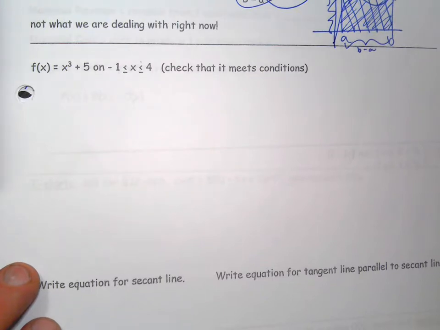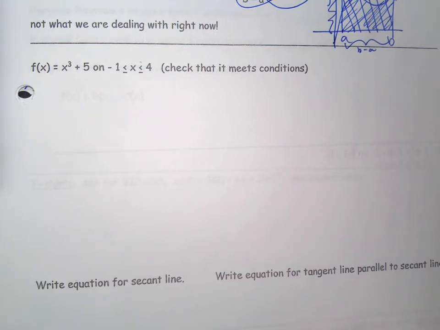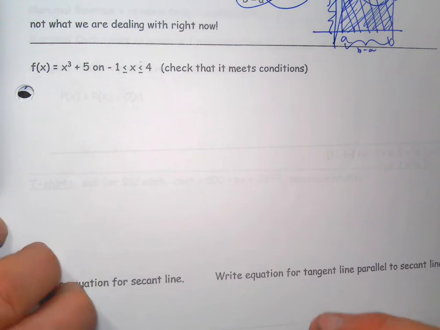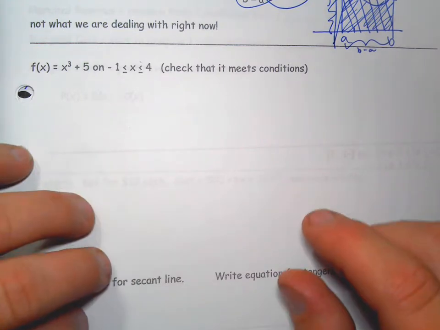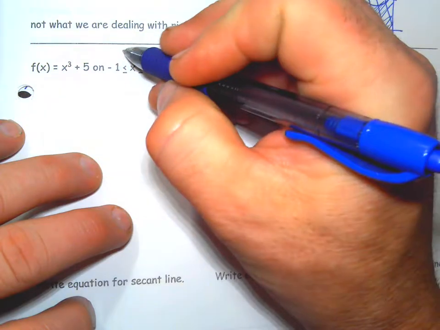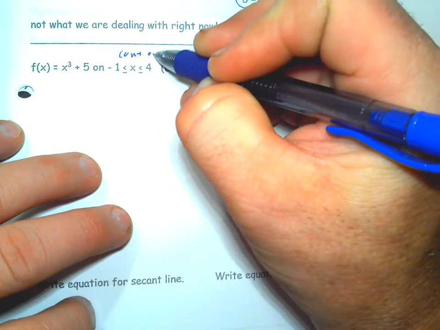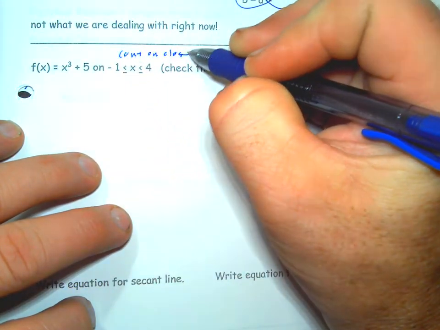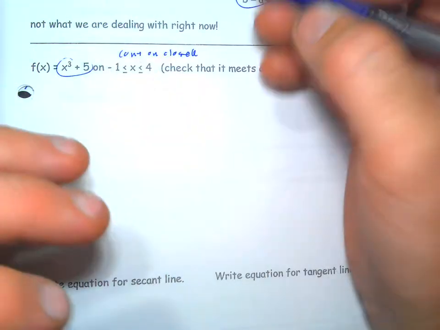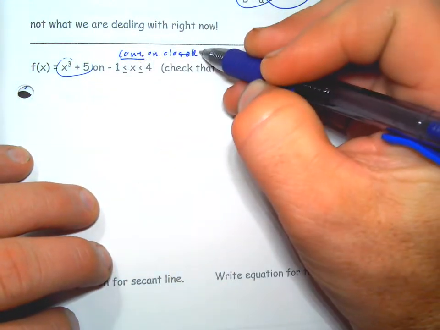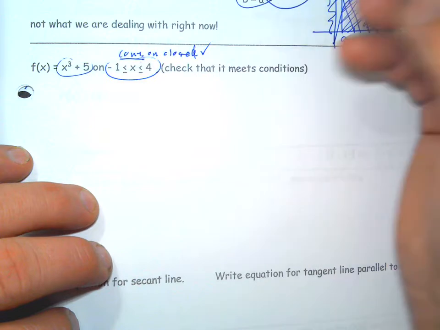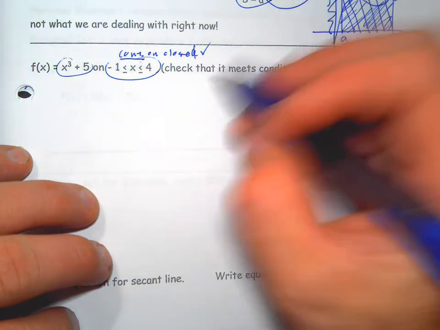So here's a few examples. And here's a function. One of the things you might want to make sure you check is that you're actually allowed to use the mean value theorem before you start making conclusions based off it. So is it continuous on a closed interval? Yes. You can look at this, it's a cubic, that's a continuous function on a closed interval right here, so that's good. Is it differentiable?